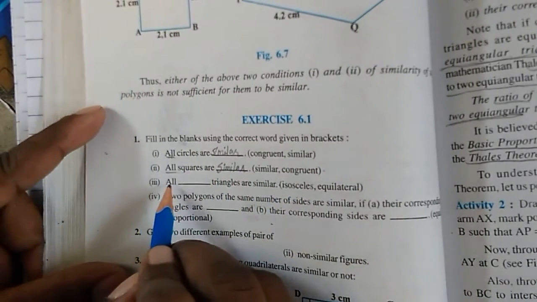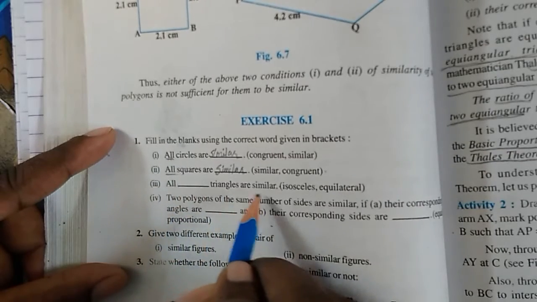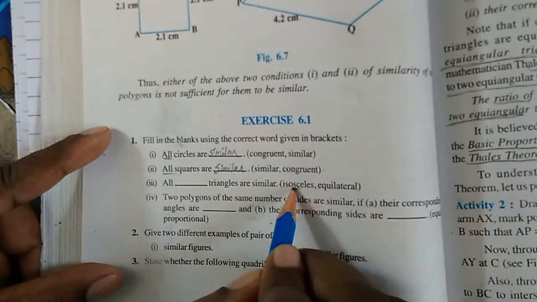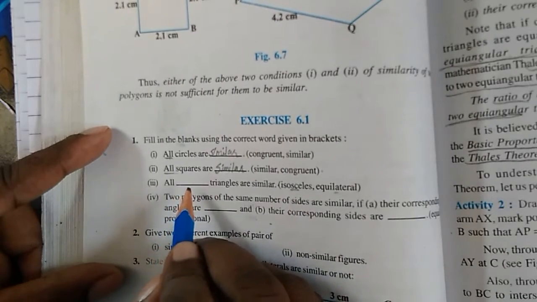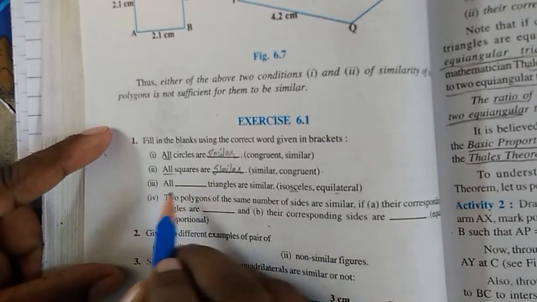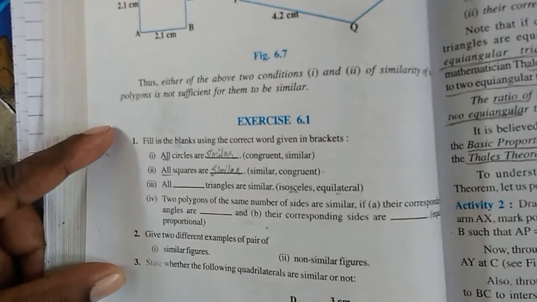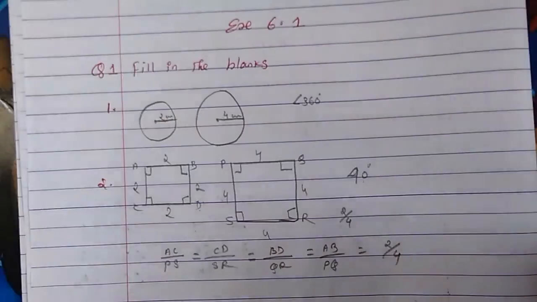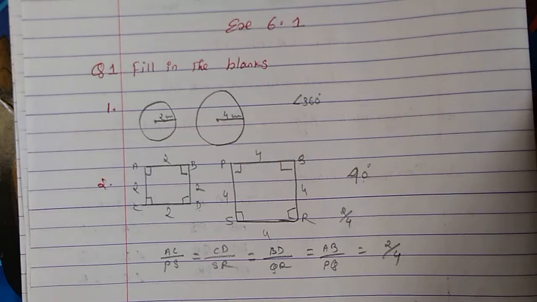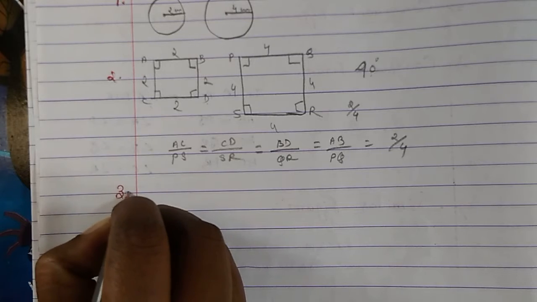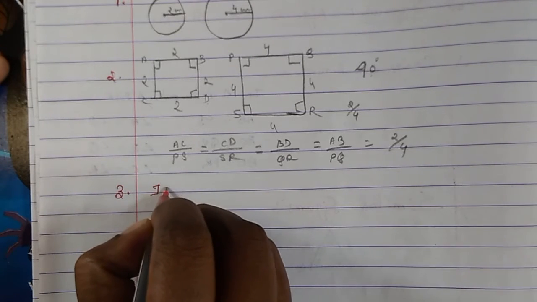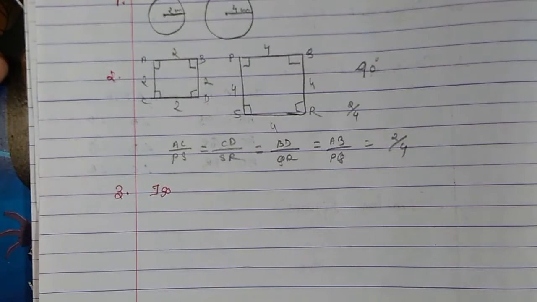Now the third one, all dash triangles are similar. So isosceles or equilateral. Which one will be correct? All isosceles triangles are similar or all equilateral triangles are similar? So let us see. Isosceles and similar means, we'll see. Third one, isosceles. Let us see both the types.